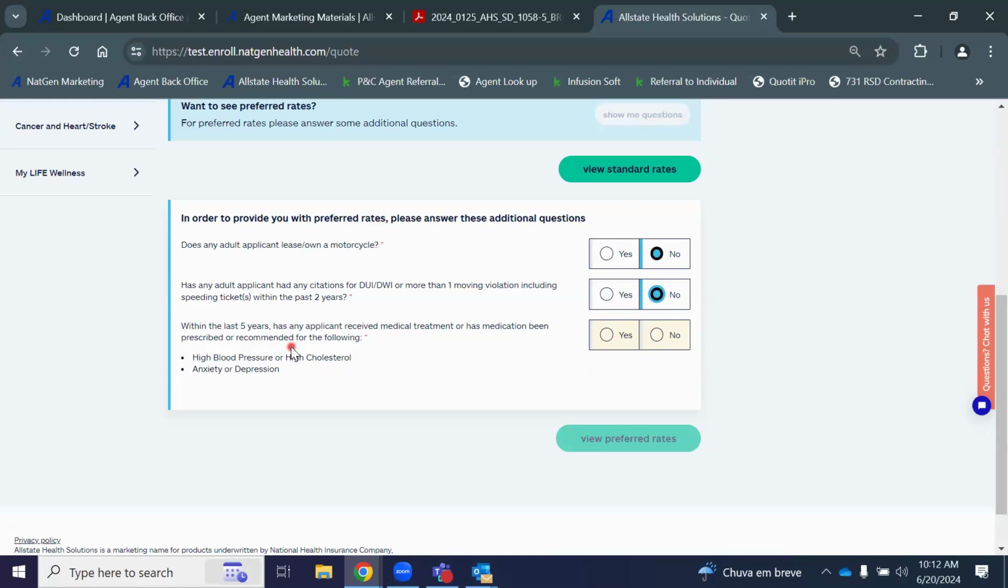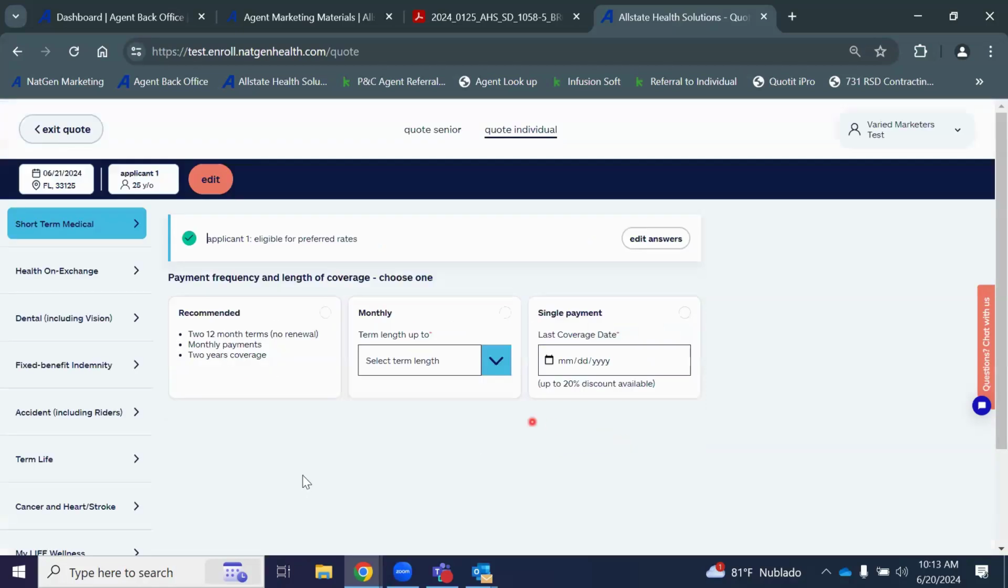If the client is taking one of these medications, and in the US, high probability that someone is taking blood pressure medication. During COVID, the highest prescription increase was on anxiety or depression medication. There's probability your client is taking one of these prescriptions. If they are, and you answer yes, it does not disqualify them. What it does is it takes them out of the preferred premium and it goes back to the standard policy. So here we're asking questions looking for a preferred premium, and we answer no to get a preferred premium.